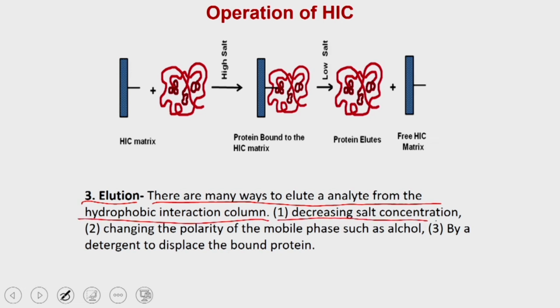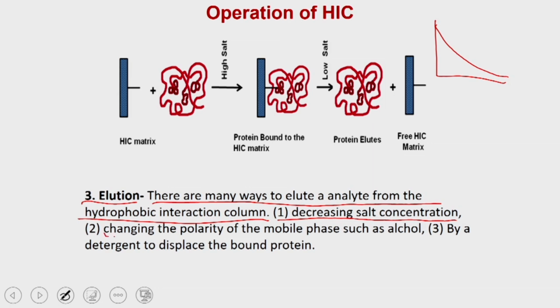Number one, decreasing the salt concentration. You can decrease the salt concentration and that will bring the hydration shell back, and that is going to destroy the interaction between the ligand and the hydrophobic patches present on the protein.